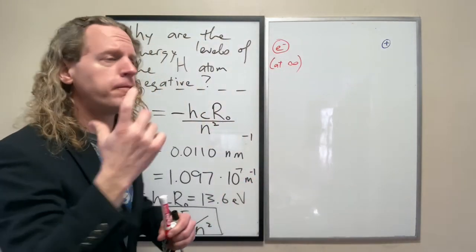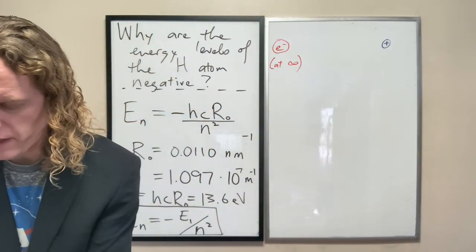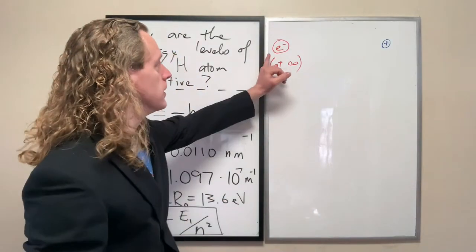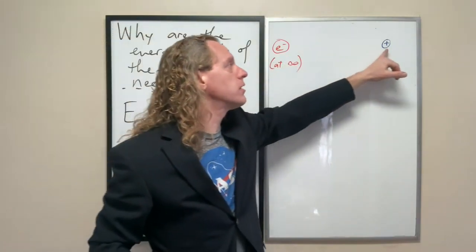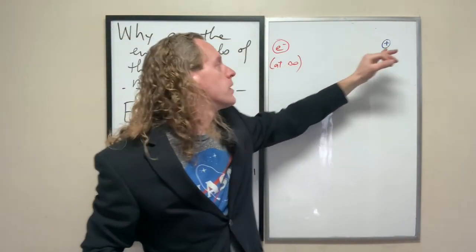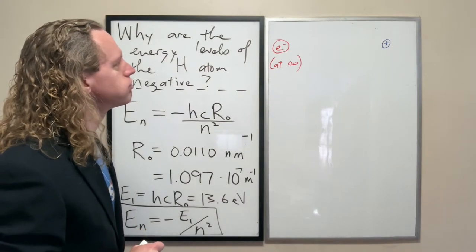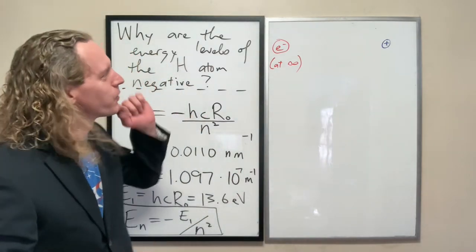And as I go through this, hopefully you'll remember this a little bit from your Physics 2 E&M class. But what we're going to do is calculate the potential energy as we bring the electron closer to the proton. And we're going to do it like this.